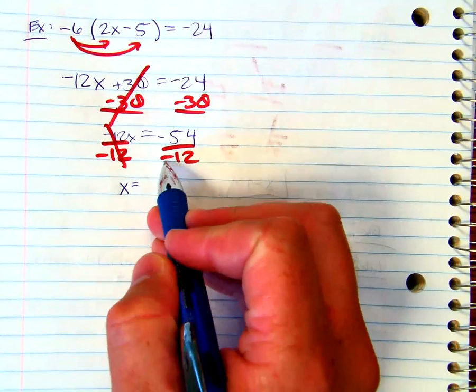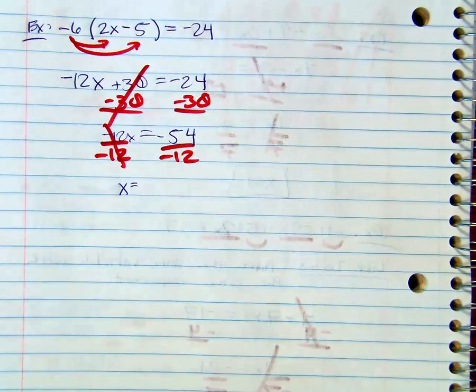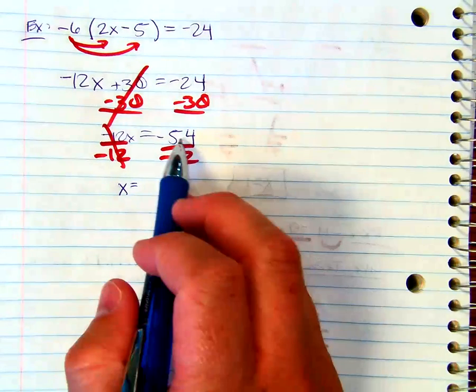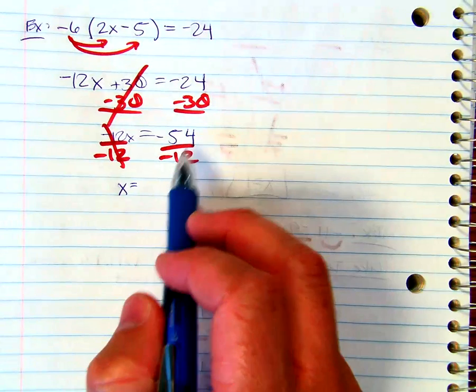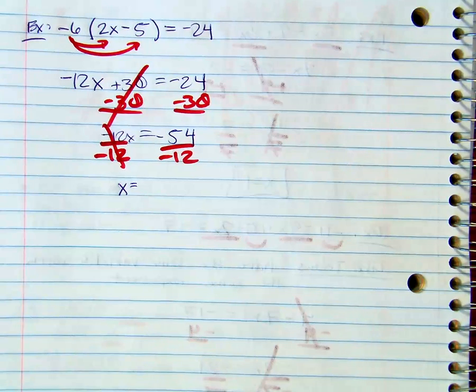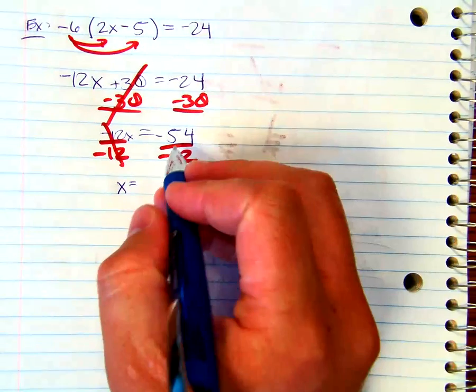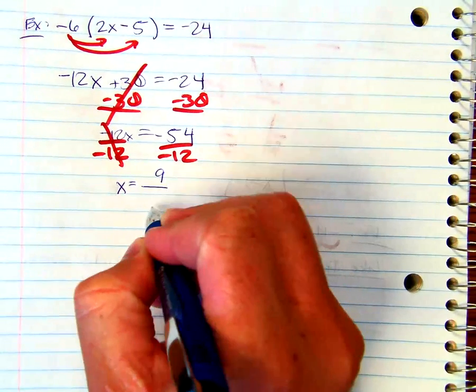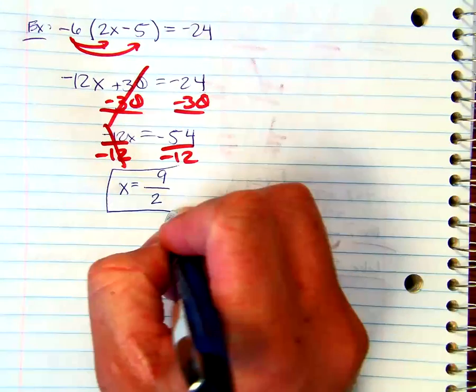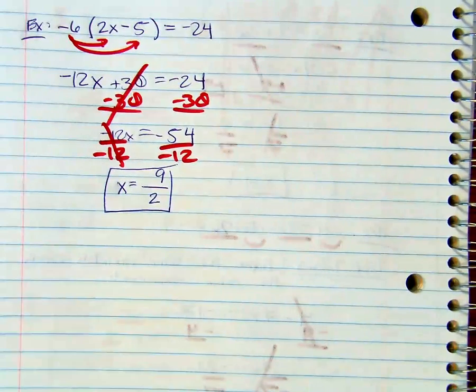First of all, a negative divided by a negative should be what? Positive. Good. We also need to reduce this. What number goes into 54 that also goes into 12? 6 would be the biggest number that does it. 6 goes into 54 9 times. 6 goes into 12 twice. And we will leave our final answer as 9 halves.